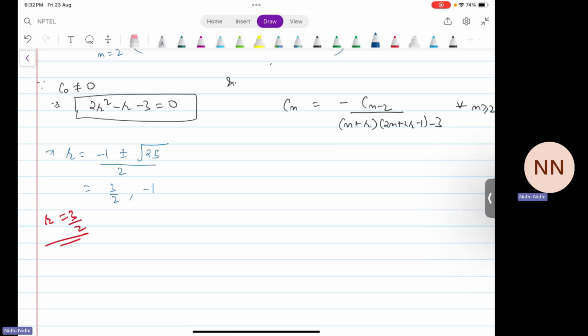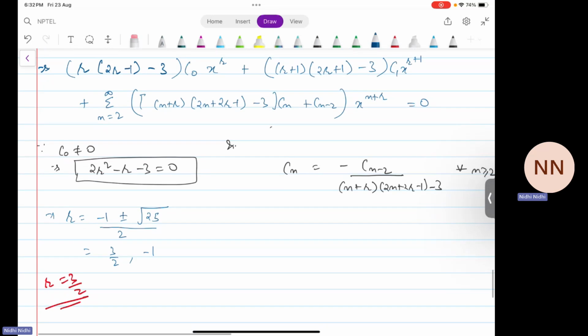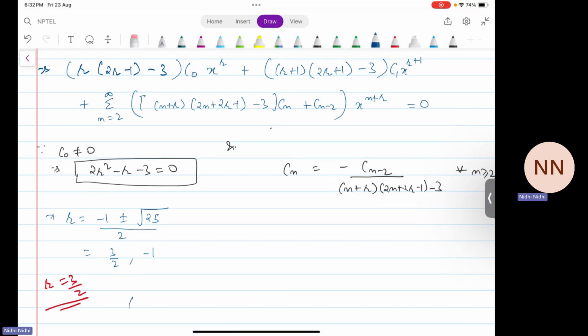Here, now see the coefficient of c1 x to the power r plus 1. It is (r plus 1)(2r plus 1 minus 3), which for r equals 3 by 2 is 5 by 2 times 3 plus 1 minus 3. This is 5 multiplied by 2, 10 minus 3, 7, which is non-zero.